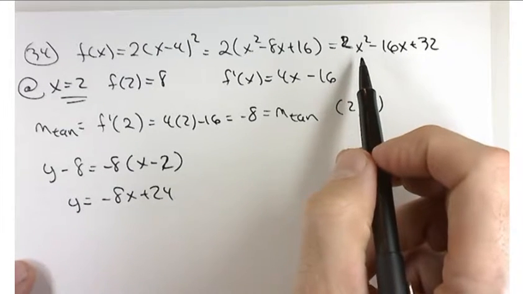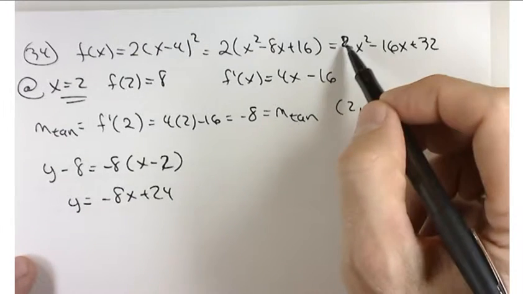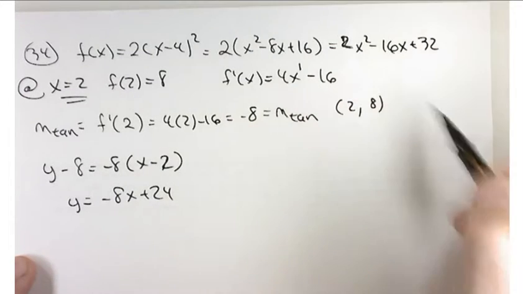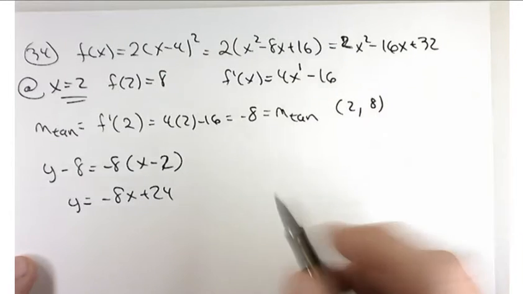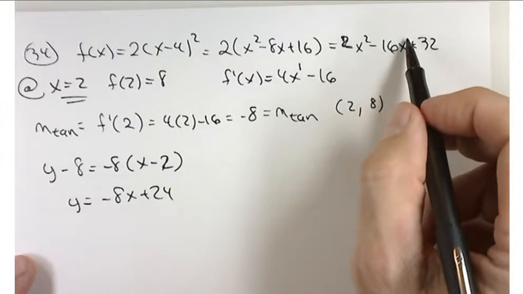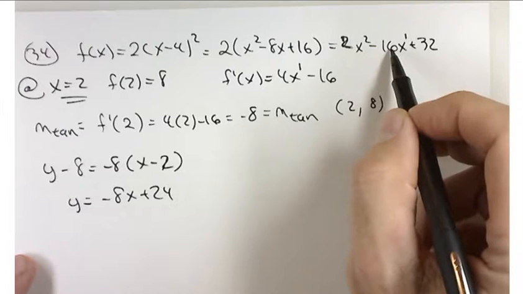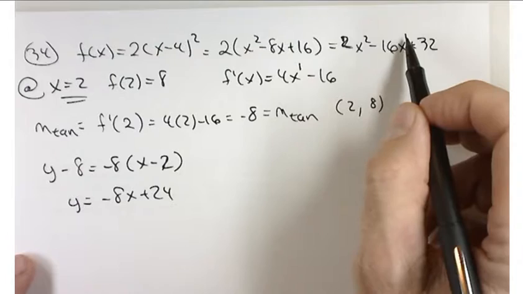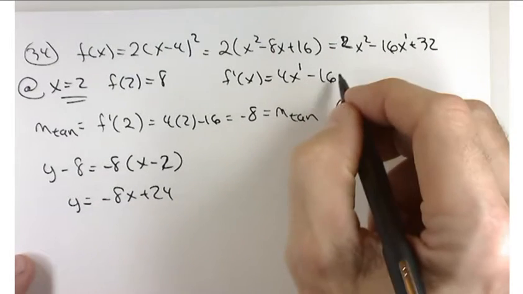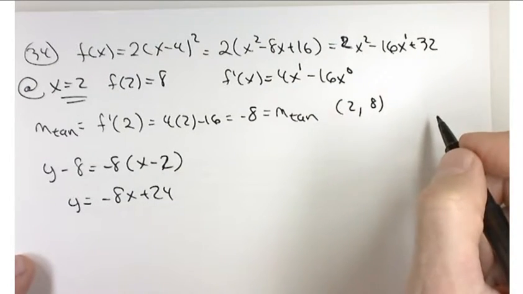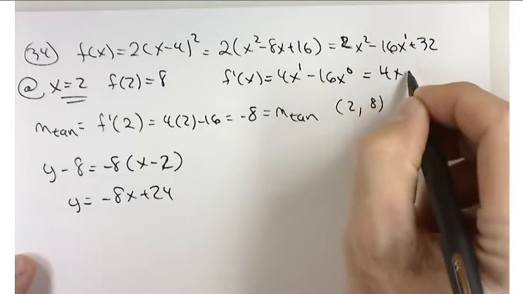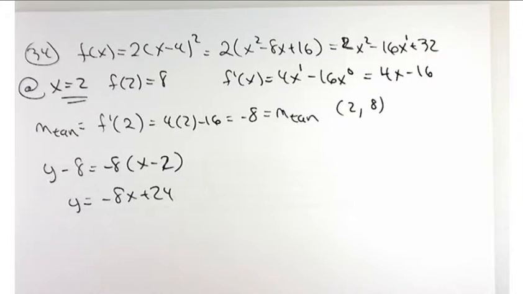I took the derivative here. So 2 times 2 is 4. Subtract 1 from the exponent, leaves me with x to the first power. When you differentiate x, the 1 here is going to multiply the 16. So 1 times 16, or negative 16, depending on how you want to look at it. That leaves me with negative 16 times x to the 0 power. But what's x to the 0 power? It's 1. So I'll just leave that as 4x minus 16. So that's how we got the derivative there.